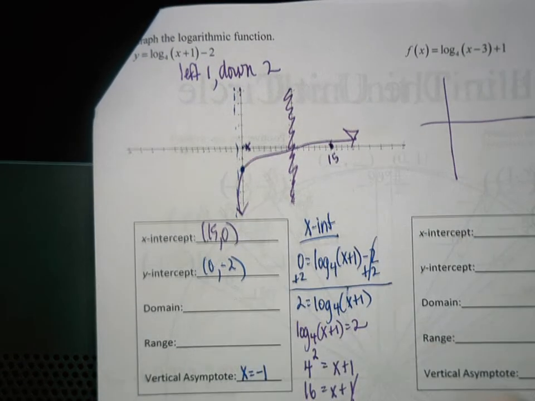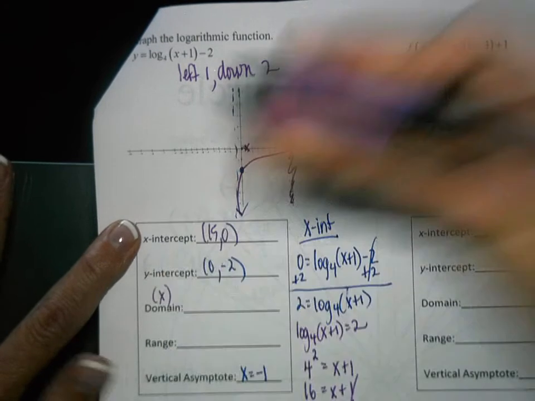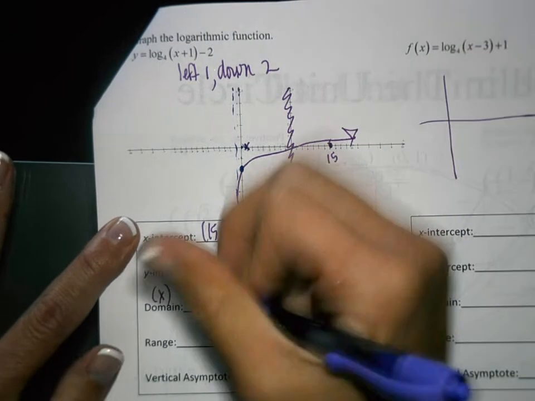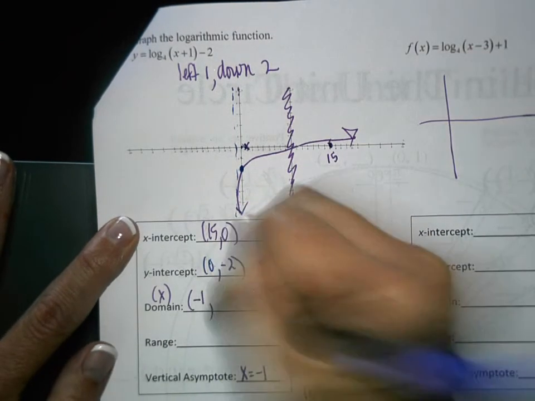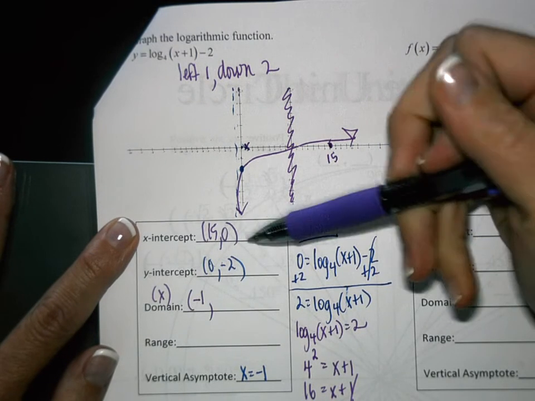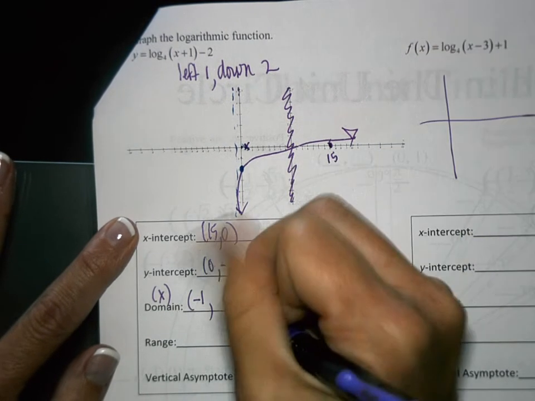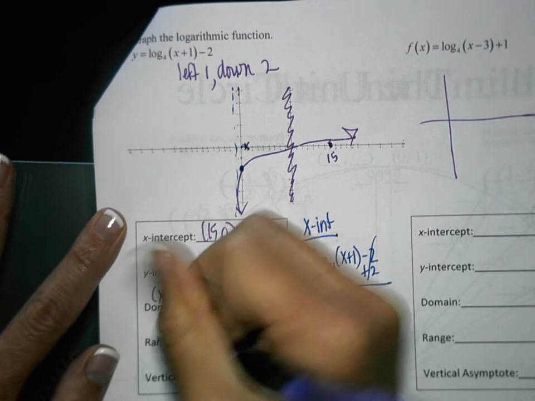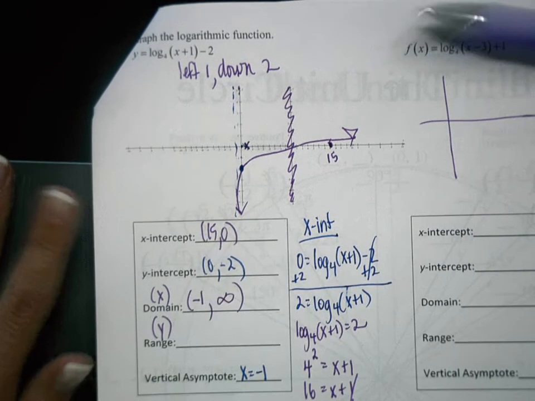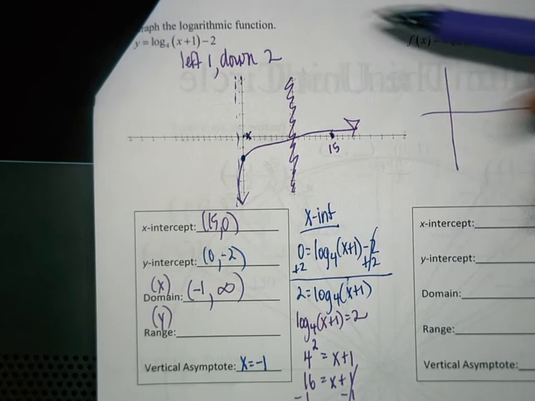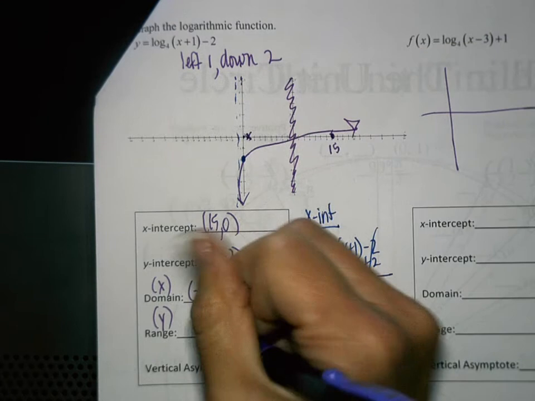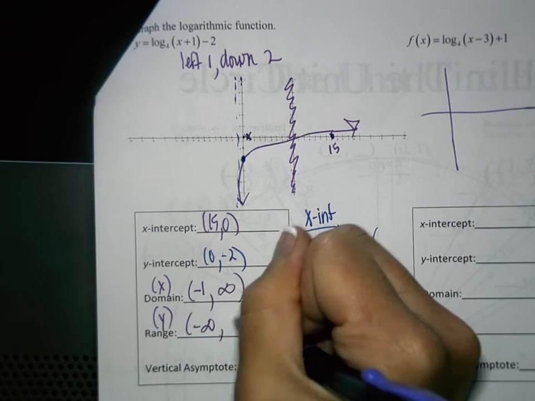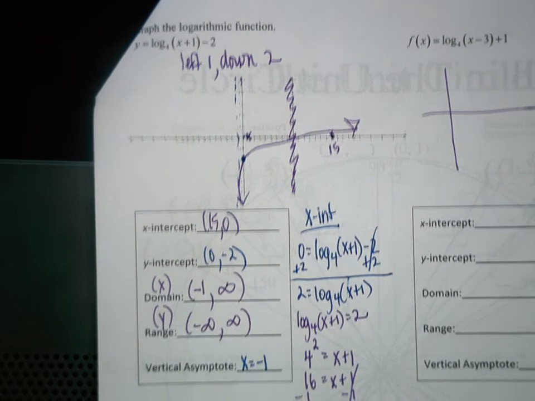The domain, remember, is dealing with your x values. So the smallest x value is at -1. We do a parenthesis because it doesn't ever equal -1, but it gets very close, and then it goes to positive infinity. The range is dealing with your y values. In terms of the y values, my smallest y value is at negative infinity, and then that goes all the way to positive infinity for the range.